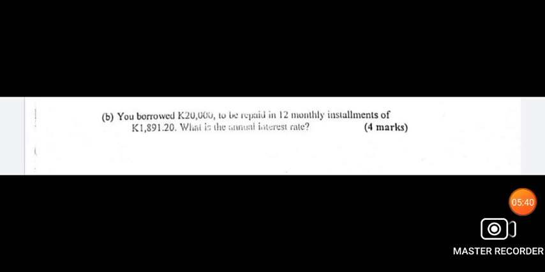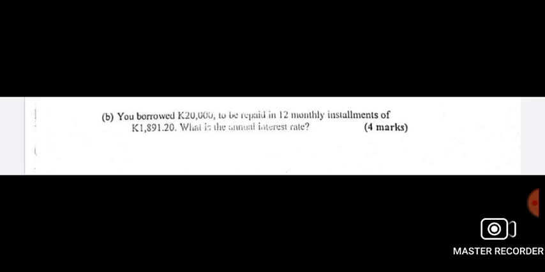This one is saying you borrowed 20,000 to be repaid in 12 monthly installments of 1,891.20. What is the annual interest rate? Looking at this question, you have to ask yourself, what formula will I work with? Most of the time when you've been told borrowing, take note of this: when something has to do with borrowing, we always refer to the present value. Why? Because we look at the moment that you have been given that money to borrow. That's why we always go back to the present. So we're going to use the present value.